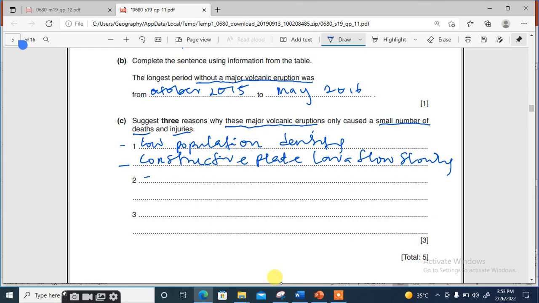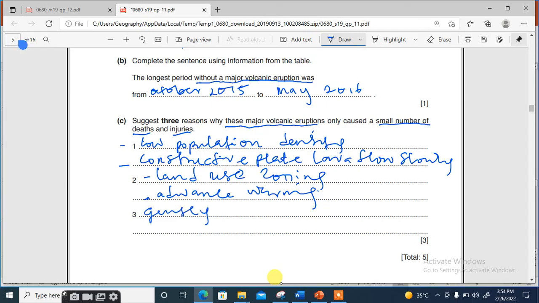Now you can have things like land use zoning, so people don't actually live where they have an active volcano. I think this is 3 marks, so I've given you 3 points. However, you can also have advanced warning. And things like a gentle eruption. If the eruption is gentle, that means there is no pyroclastic flow.